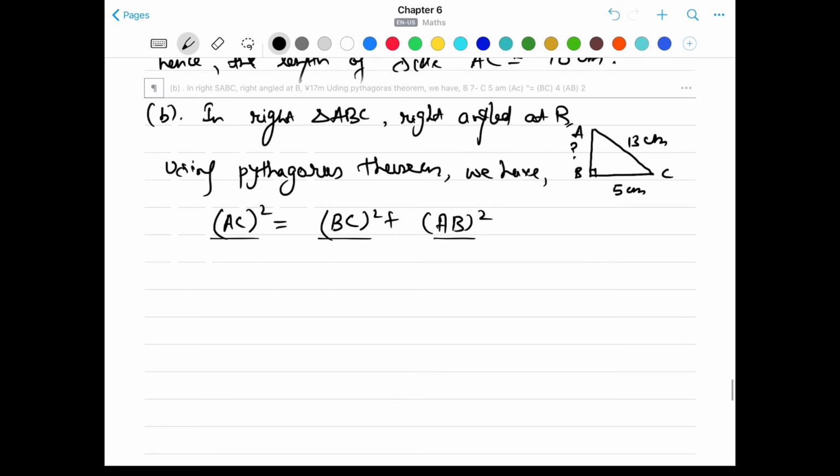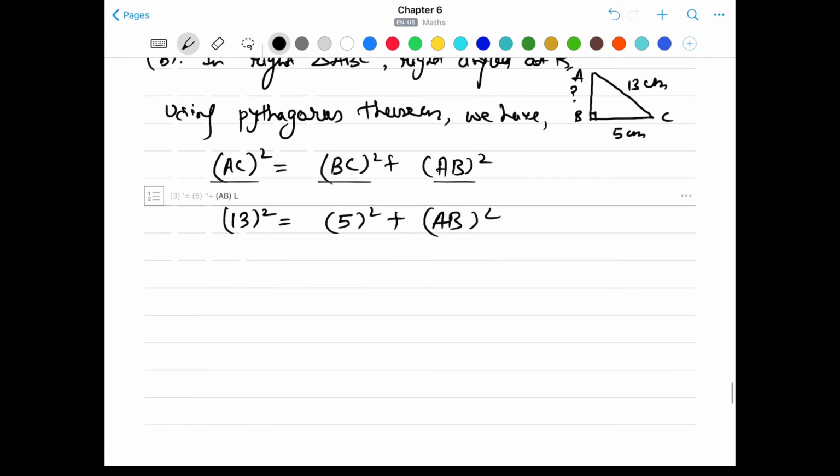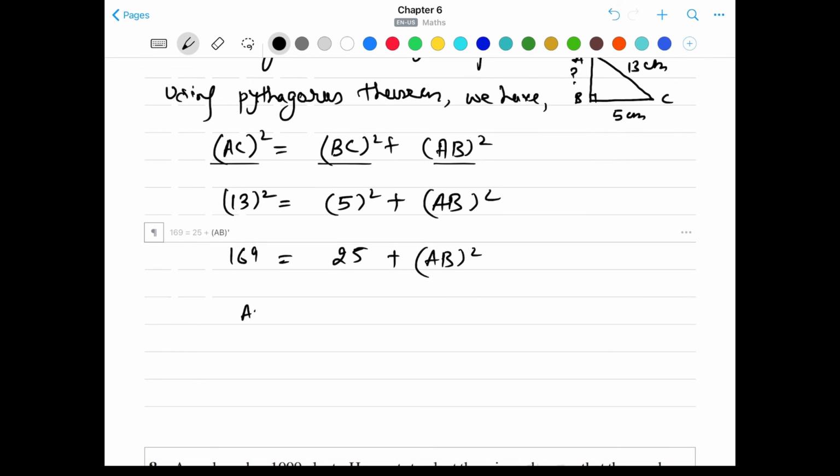So in this question we are given AC here is 13, so we'll write 13 square. BC is also given, which is 5, so we'll write 5 square, and AB we have to find. Okay, so let's expand the square. 13 square is 169 equals 5 square is 25 plus AB square. Or when you rearrange it, AB square will be 169 minus 25. Okay, this 25 shifted to the left hand side will be minus.